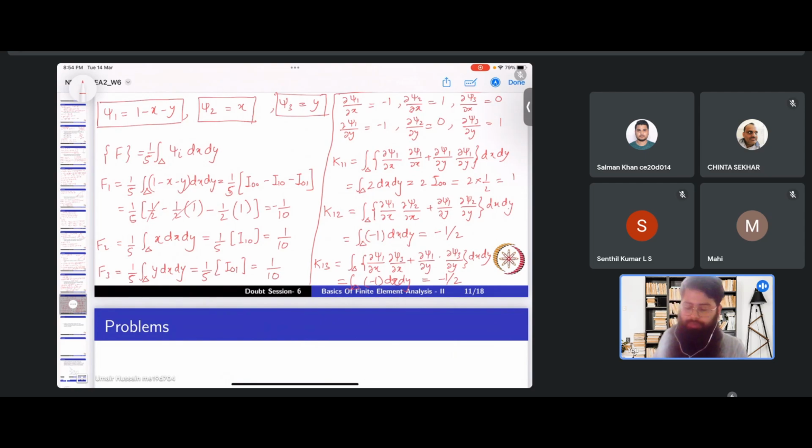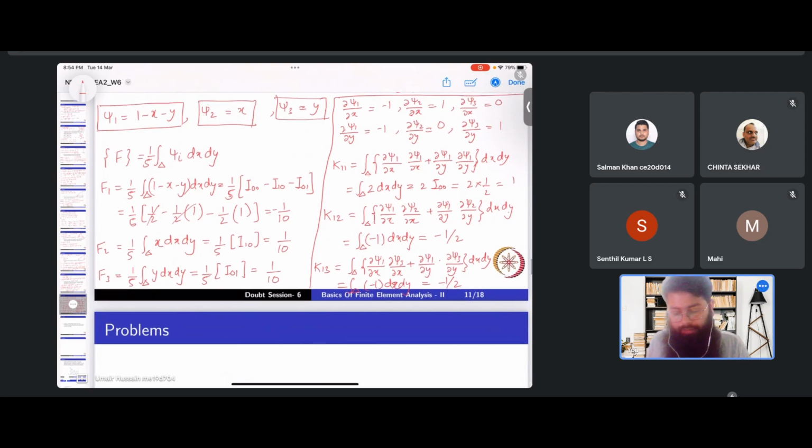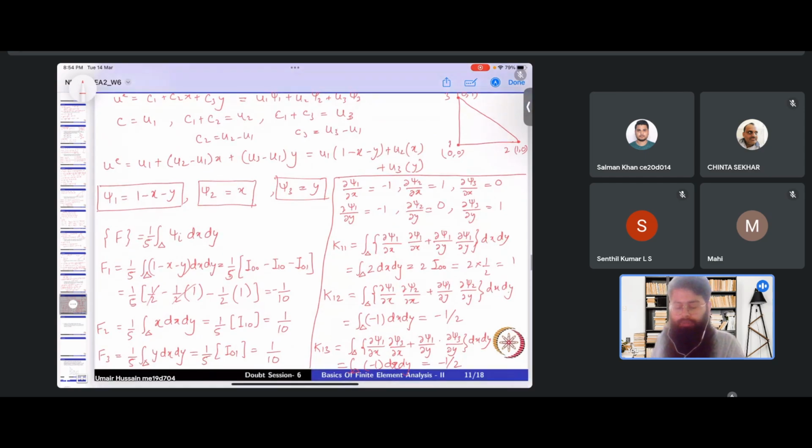Alright, so this is the time-taking thing. The same way, if we go on, we'll get the other terms of this K matrix also. So it would be a 3 by 3 matrix. We'll stop here, and if there's any doubt, you can ask now.